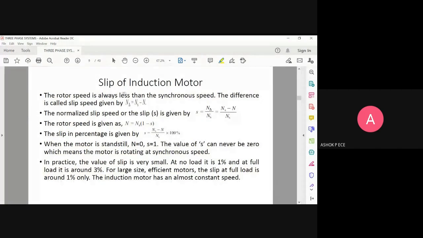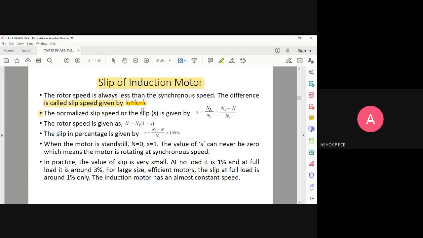So because of this difference in speed, we are going to introduce a new term called slip. The rotor speed is always less than the synchronous speed. The difference in speed is called the slip speed. It is given by N delta equal to Ns minus N. Ns is your synchronous speed. N is the speed of the rotor.